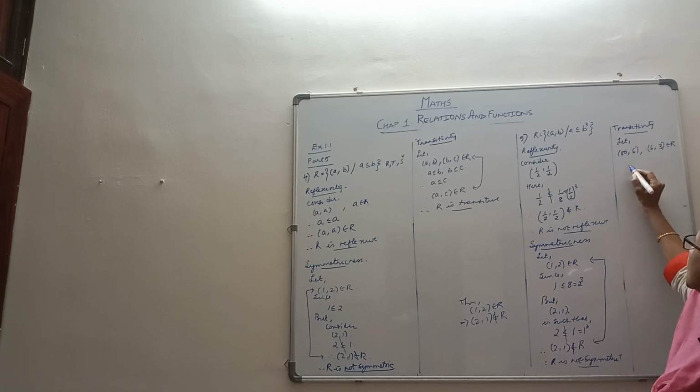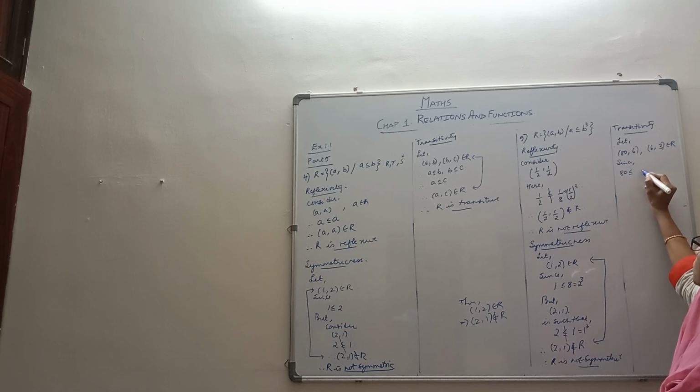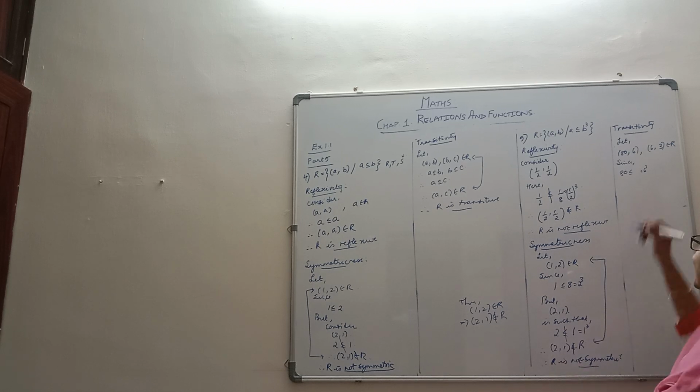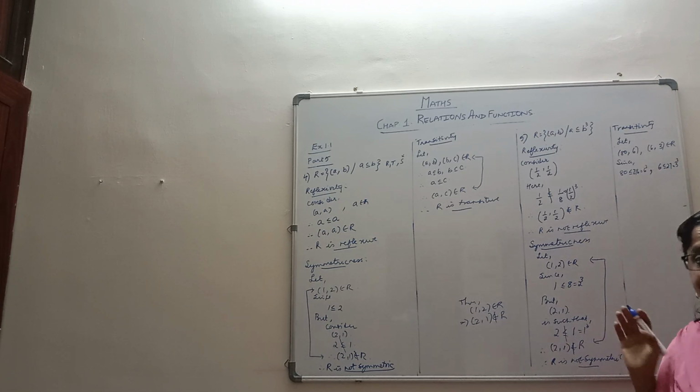Let's check this. Since 80 is less than or equal to 6 cube. What is 6 cube? 6 sixes are 36, 36 into 6 is 216. It is. Right, that's how it is belonging. Look over here, 6 is less than or equal to 3 cube. What is that? 3 threes are 9, 9 threes are 27. Yes, both these conditions are satisfied. That is why they are belonging to R.